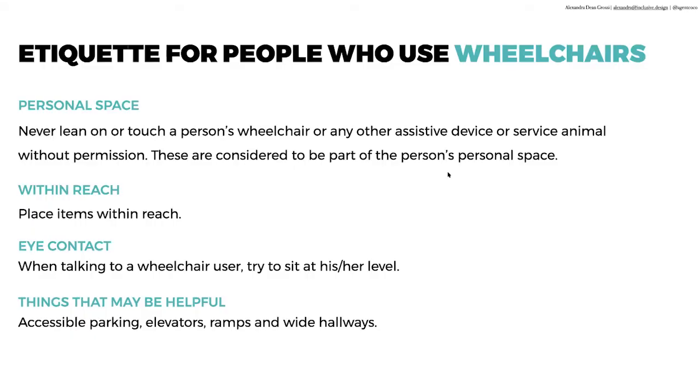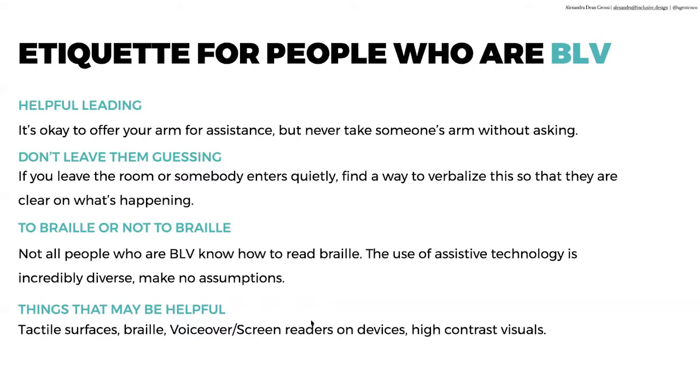Place items within reach, make eye contact. That just goes along with basic human connection. We all crave that, we all want that. So eye contact is great. And things that might be helpful: accessible parking, elevators, ramps, and wide hallways. So that's something to keep in mind. If you're having an event, these are things that you can refer to.